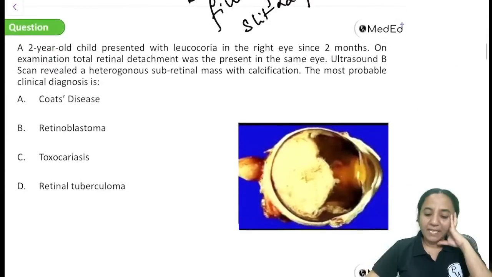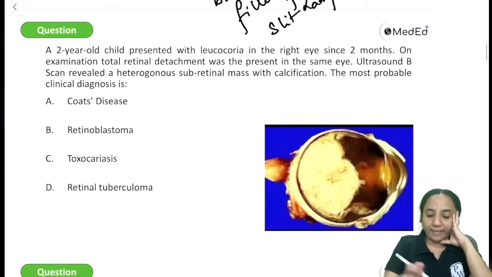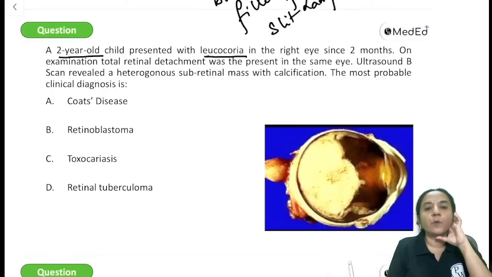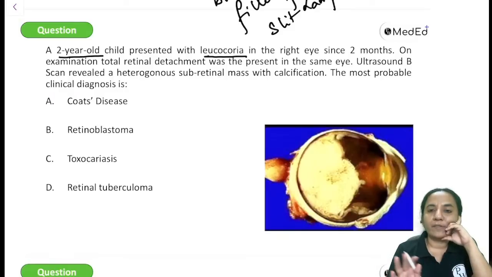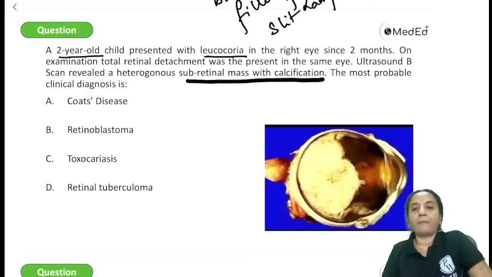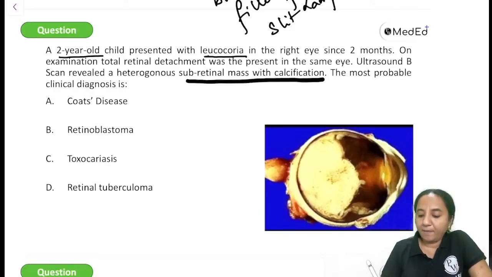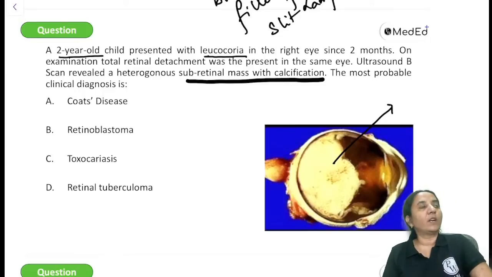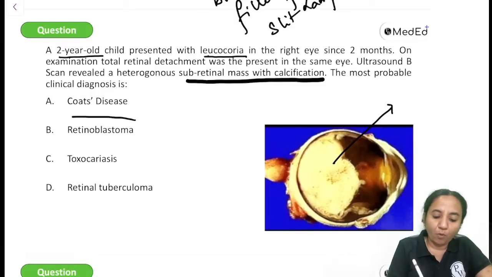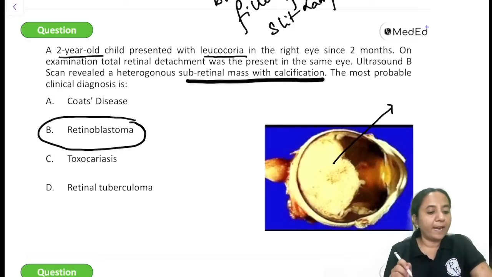Next question. A 2-year-old child presents with leukocoria. Leukocoria means white pupillary reflex. On examination, there is total retinal detachment in the right eye, and the USG-B scan shows an intraocular mass with calcification. And this is the mass that you can see here. So what are the key words in the question? A 2-year-old child, white pupillary reflex, and a mass with calcification. Correct. So all this points to the diagnosis of retinoblastoma.